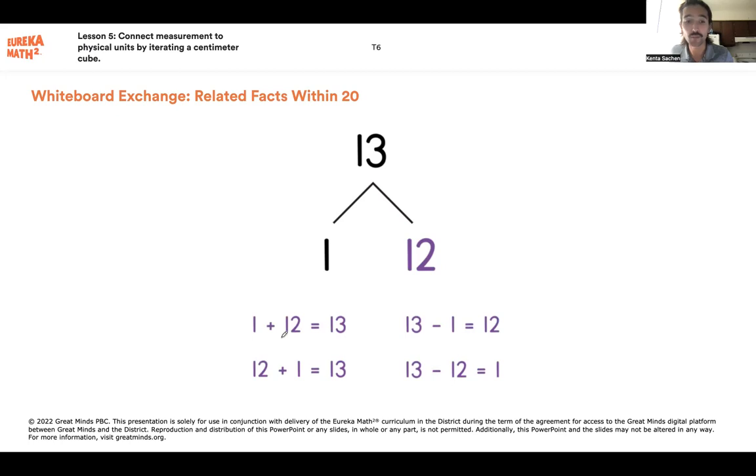Okay, with me. 1 plus 12 equals 13, or 13 minus 1 equals 12. Do you kind of see how they're like the opposite? I did 1 plus 12 to make 13, or 13 minus 1 to make 12. Now, the other side, I can do 12 plus 1 equals 13, or 13 minus 12 equals 1, right? This number bond shows me how I can make 13 with 1 and 12.